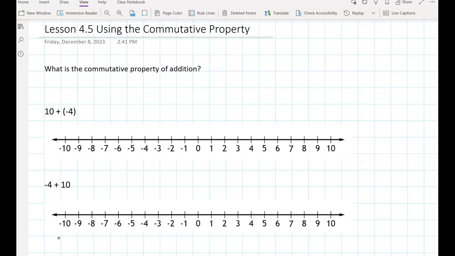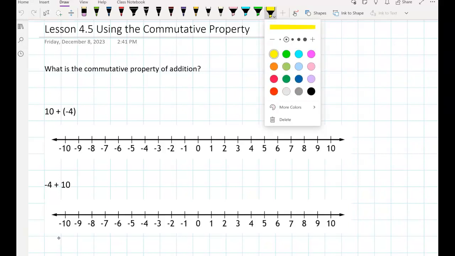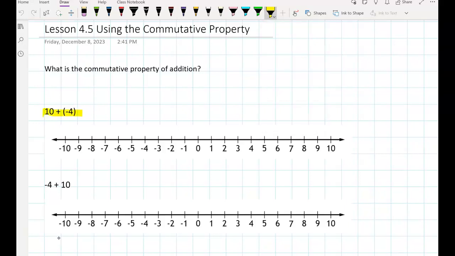So let's get started. First of all, exactly, what's the question? What is the commutative property of addition? Well, this is what it is. Let's take a look at our very first problem here. 10 plus negative 4. Now, in previous video lessons, you've learned to use the number line.